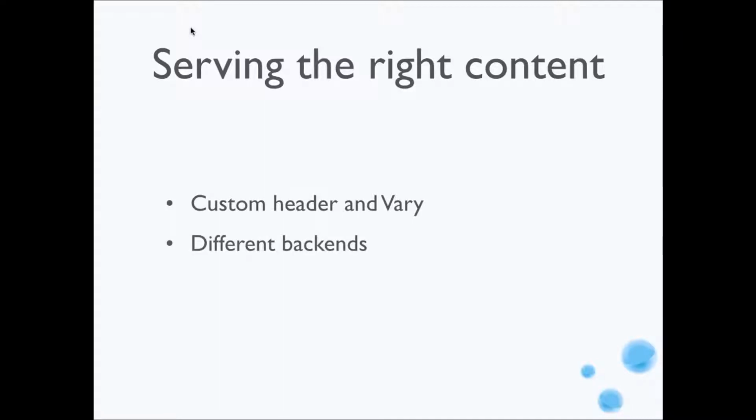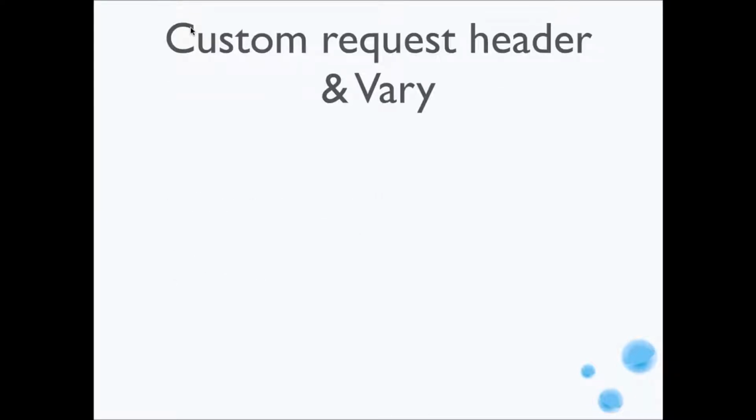So there are basically three ways of doing this. You can use a custom request header and then HTTP Vary to connect these two things. You can do different backends, so a different backend for the A group and a different backend for the B group. Or you can use URL rewriting, so change the URL. I'll go through all of these.